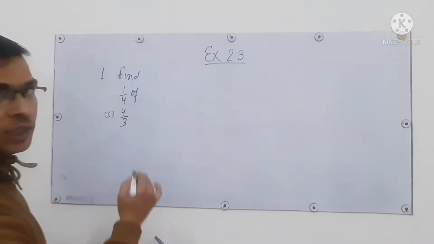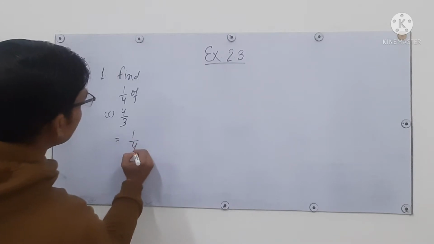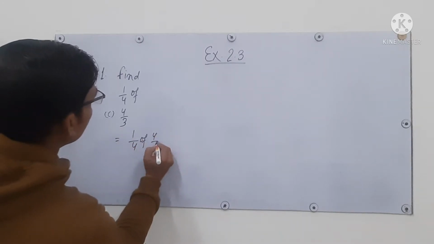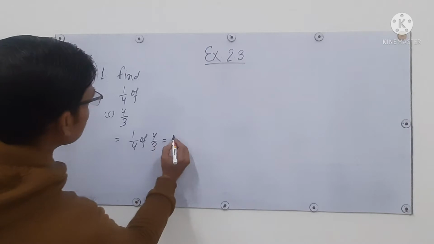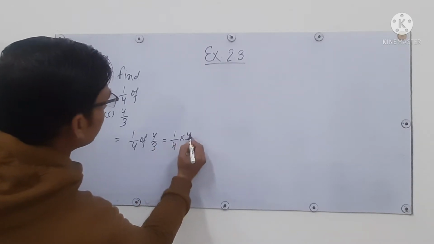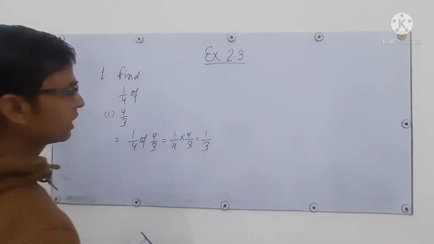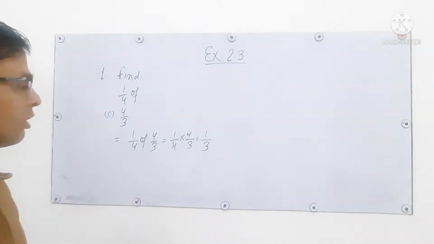Here, of just means multiplication. So we'll solve it very easily. 1 by 4 of 4 by 3: the 4s will be cancelled, so the fraction will be 1 by 3. This will be your answer.